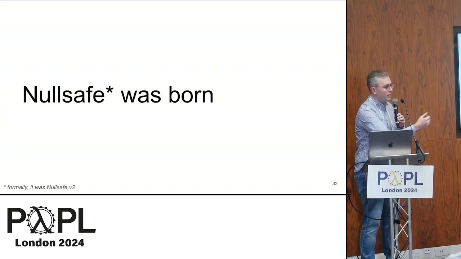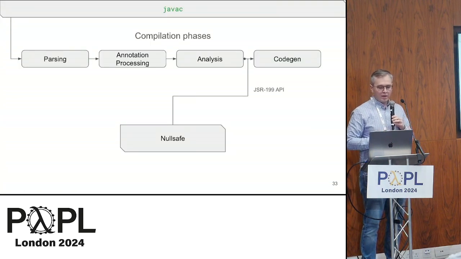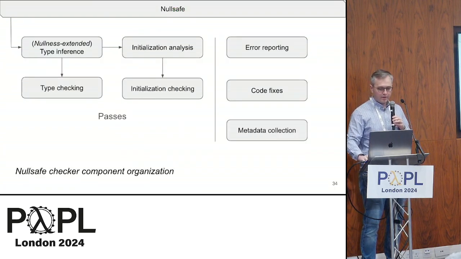So it was difficult to extend Infer to support the full generic Java type system. So we actually re-implemented this thing from scratch as a Java compiler plugin. Nullsafe has a bunch of things, including a complementary object initialization analysis, but I will focus only on the type checking bits.